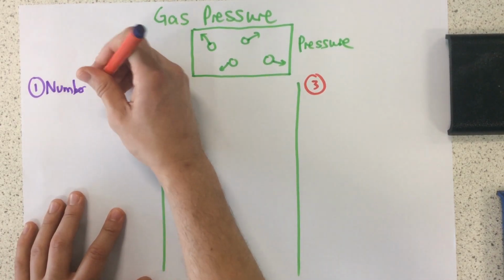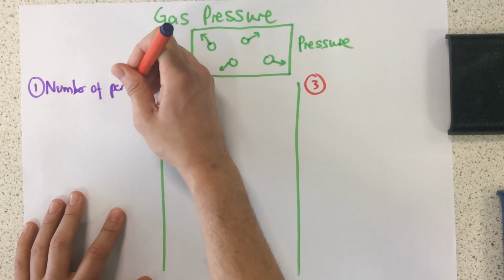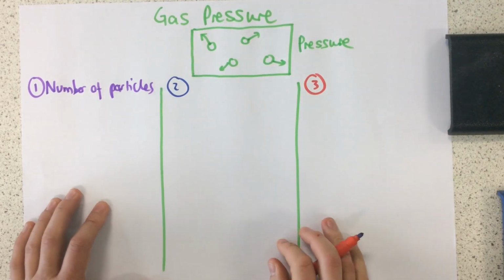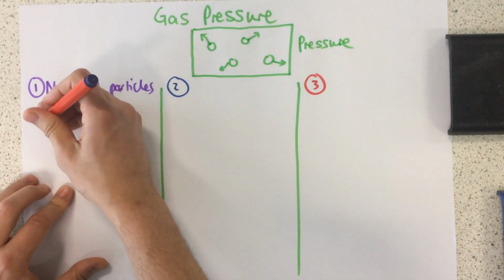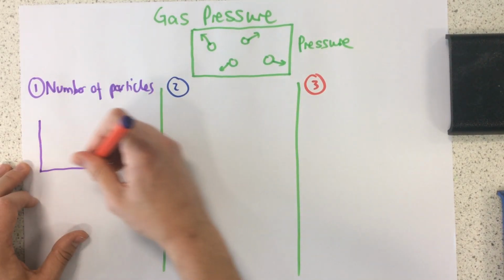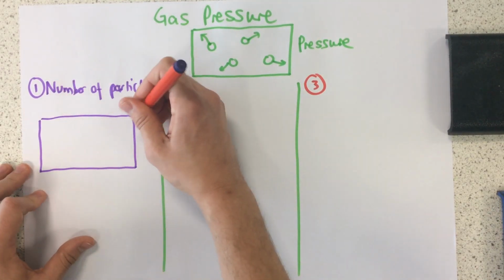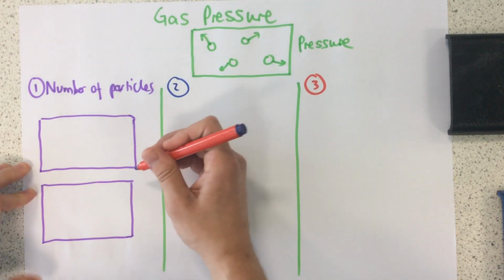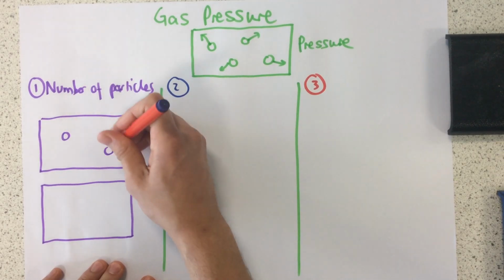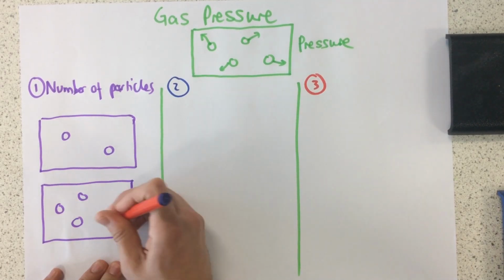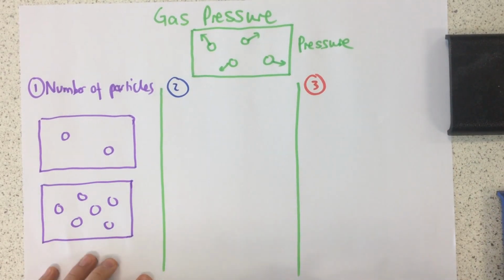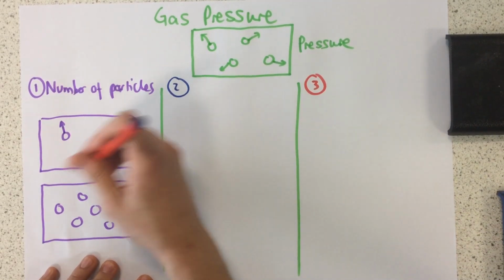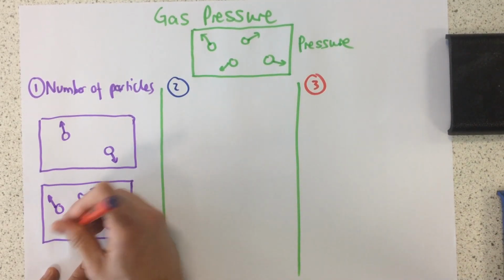The first one we're going to look at is the number of particles. So let's have a look at 2 different situations. Here I've got 2 different containers, but they have the exact same volume. Now in the top container, let's say I haven't got many gas particles, whereas in the bottom one, I've got many more. So what we're going to have a quick think about is which one of these is going to have a higher pressure.